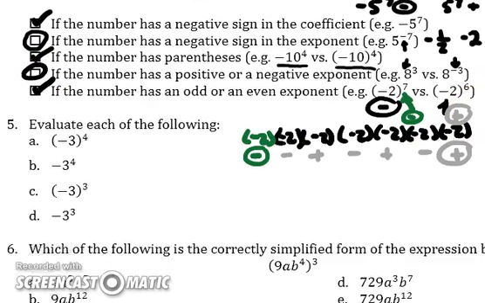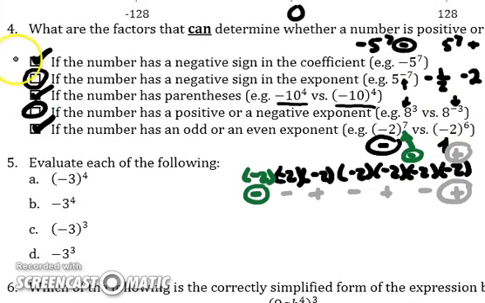So these are the three things that determine whether or not the number is going to be a positive or a negative power. These are the only three things you need to worry about. If you're going through a mental checklist on a test, go through these things. Does it have a negative sign in the coefficient? If it's not negative, it's not going to be a negative number.